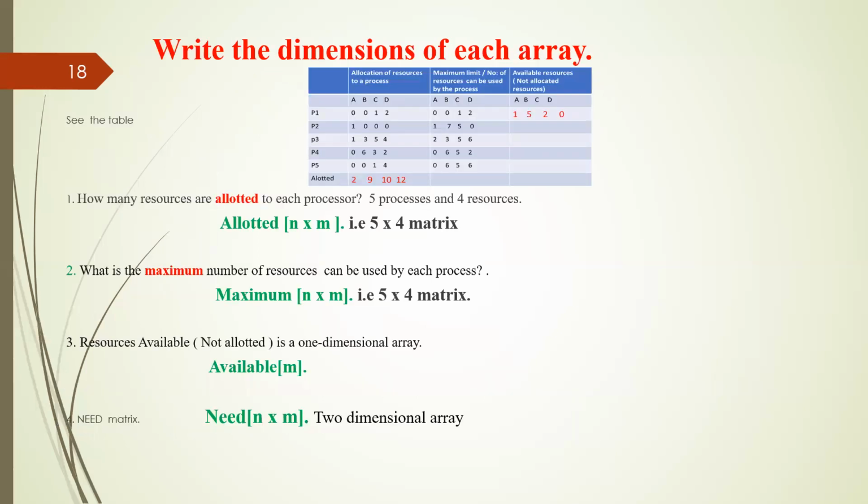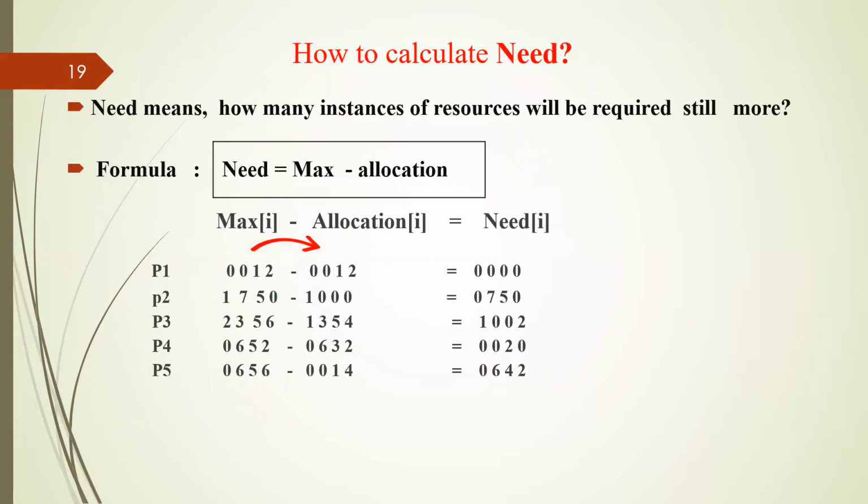Now write the dimensions of each array. Take the allotted array, a 2-dimensional array, 5 by 4 matrix. And if you take the maximum array, it is also a 5 by 4 matrix. And the available array is a 1-dimensional array. And need is also a 2-dimensional array. Now, how to calculate the need? The formula: need equal to maximum minus allocation.